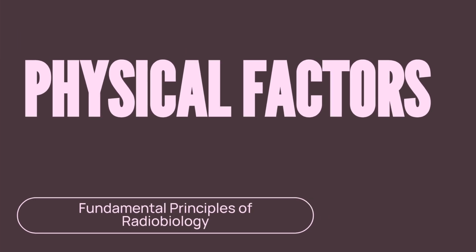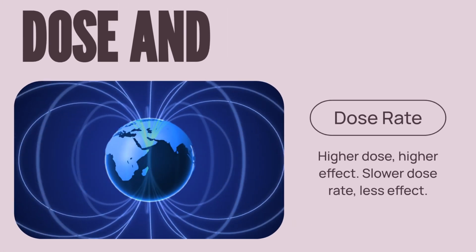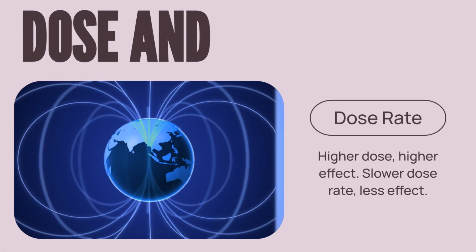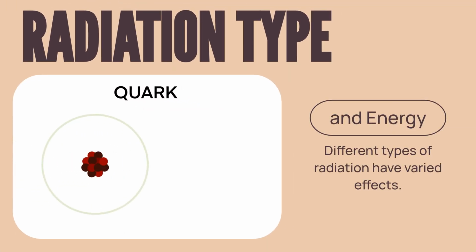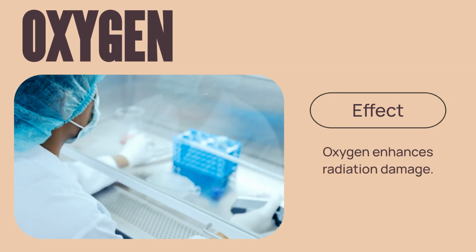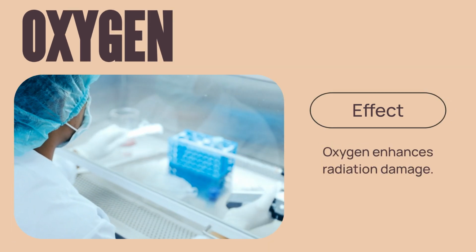Now let's explore the physical factors that influence how biological systems respond to radiation. The total radiation dose and the rate at which it's delivered significantly impact the biological outcome. The type of radiation, whether it's alpha, beta, gamma, or X-rays, and its energy level, all play a role in biological damage.